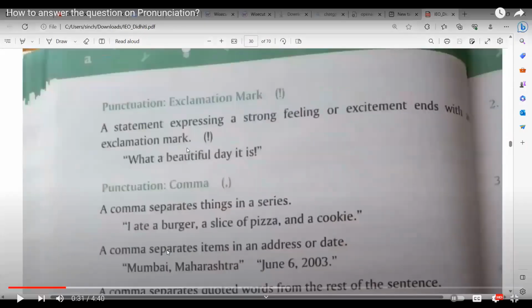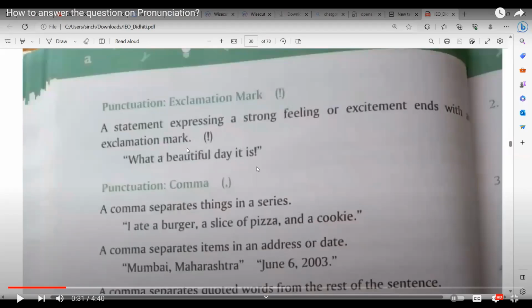Now, Ashmita, can you read it better? From punctuation, exclamation mark. This one. A statement: what a beautiful day it is. A statement expressing a strong feeling or excitement ends with an exclamation mark. What a beautiful day it is. Very good.